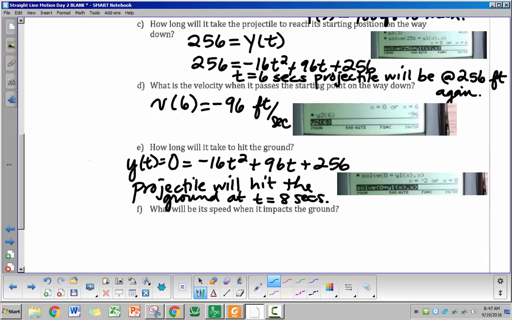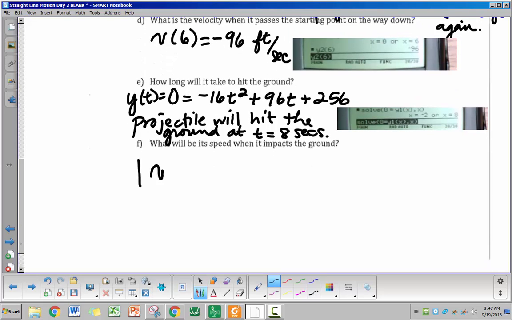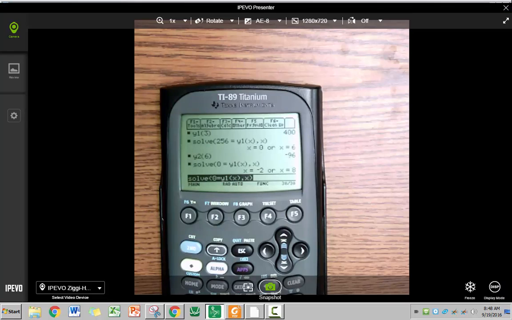Okay, what will be its speed when it impacts the ground? Take the absolute value. That's right. We want to know the absolute value of v of 8. Good. So we're going to go back to the calculator. Alpha A, good. Abs. Parentheses. Now where is the velocity? Y2. We want Y2 of 8, I believe. Yes. And that's 160.